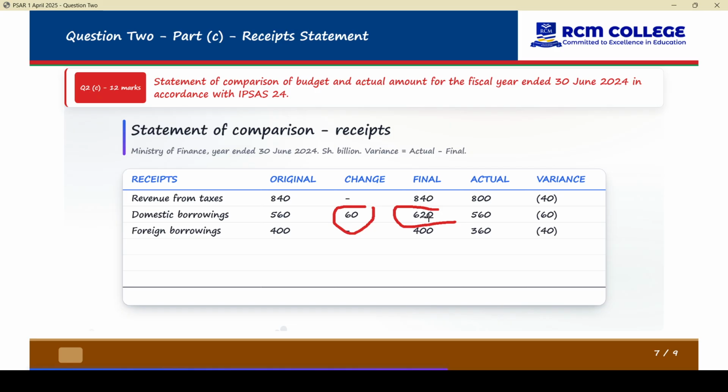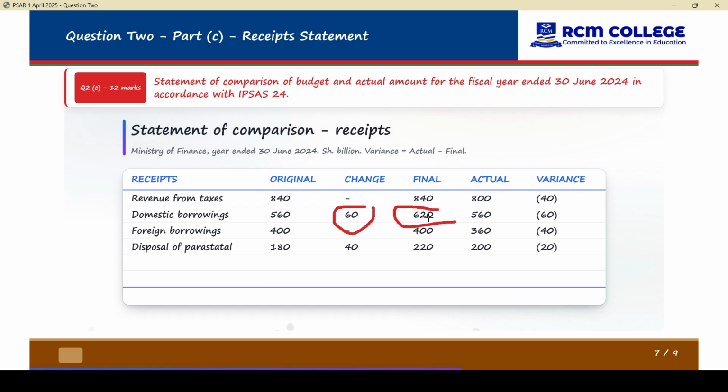Okay, let us continue. Foreign borrowing. Was there any adjustment? There was none. So if there was none, then 400 minus 360, that is 40. So let us go to disposal.